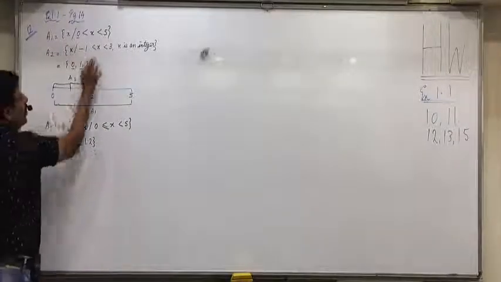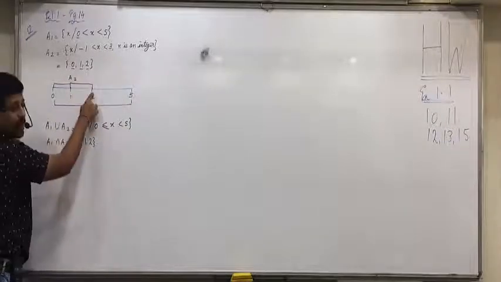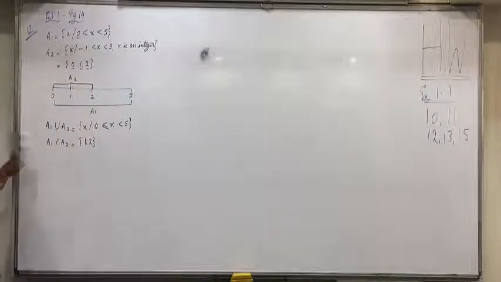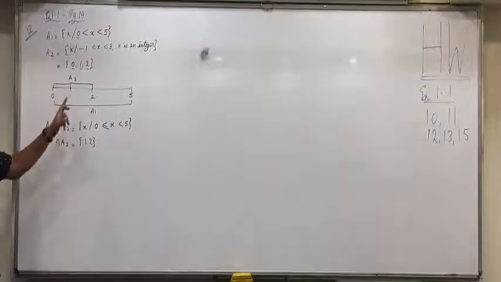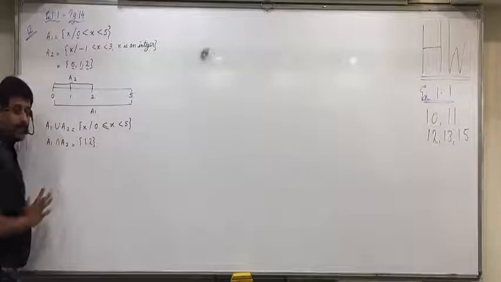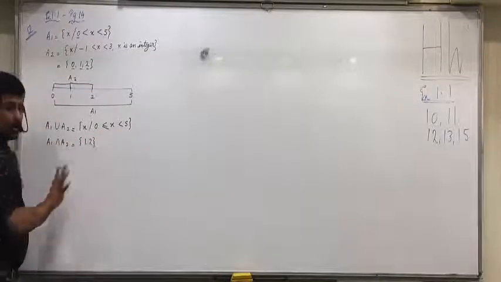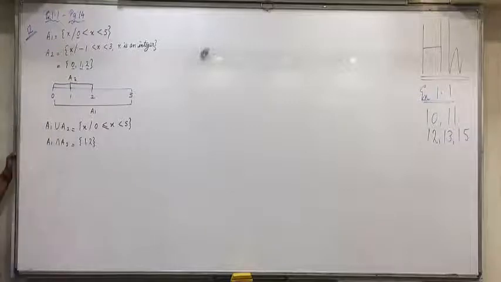A1 is from 0 to 5 and A2 is from 0, 1 and 2. Now if you see this number line, what is A1 union A2? All the outcomes of A1 plus A2. So that will include all the numbers from 0 to 5. Now the question is, should we include 0 and 5 or not? In union you will include it if it is there in A1 or A2 or both.